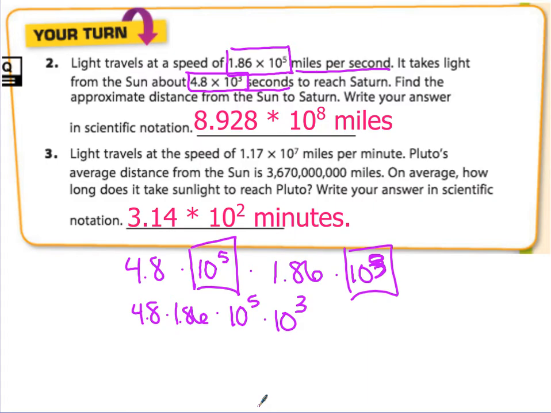Okay, so when I do 4 and 8 tenths times 1 and 86 hundredths, that's when I got the 8 and 928 thousandths. And then, because of the fact that I'm multiplying, that tells me that I can add my exponents, which means I get 10 to the 8th.